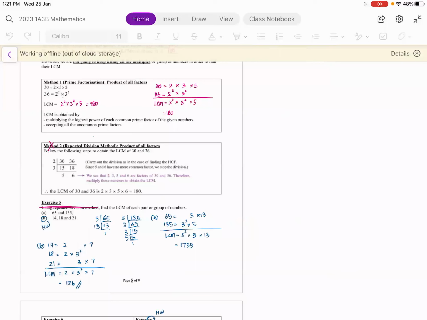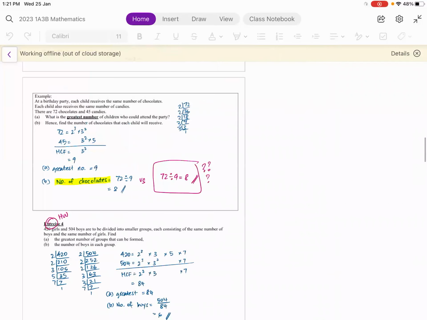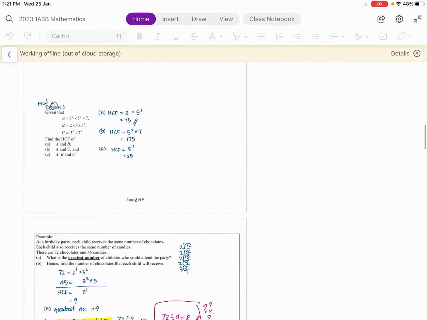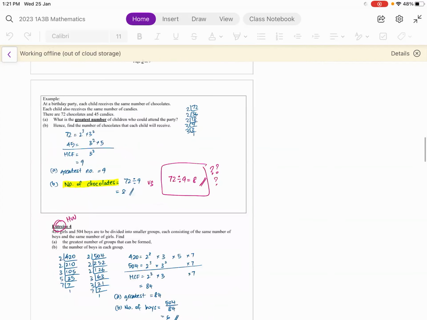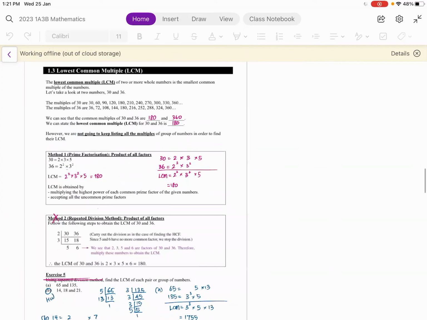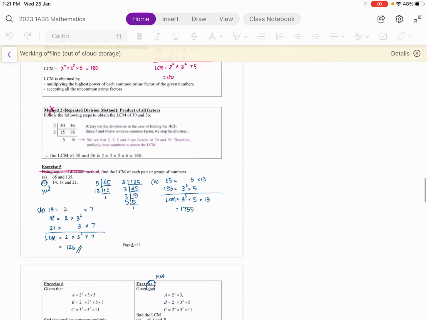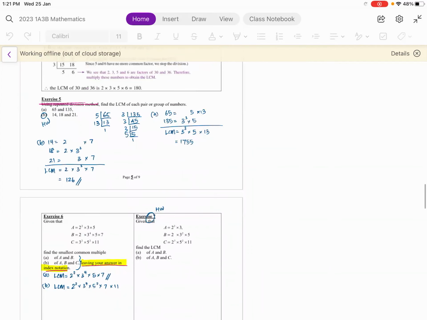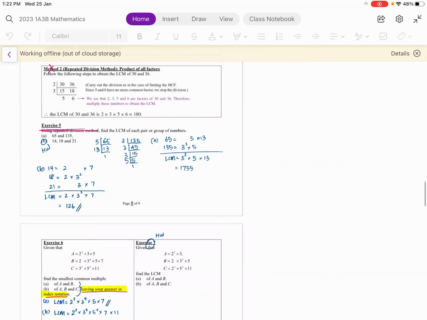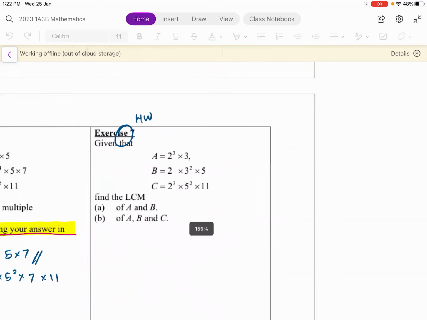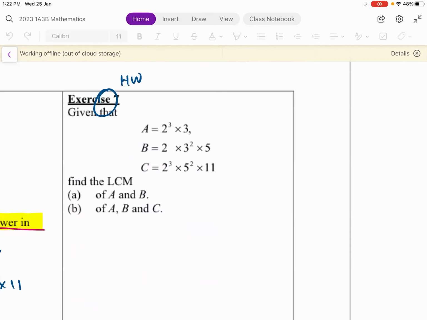Okay, so last lesson, I wanted you all to do this. This is chapter 1, part 2, HCF and LCM. Okay, then we talked about HCF, we started on LCM. So these were your homework questions. Exercise number 7. Okay, so you are given these values.